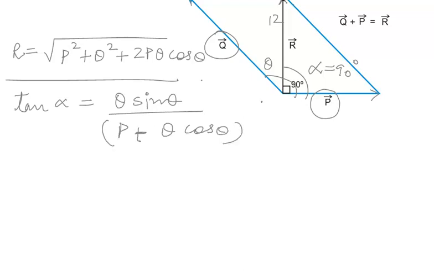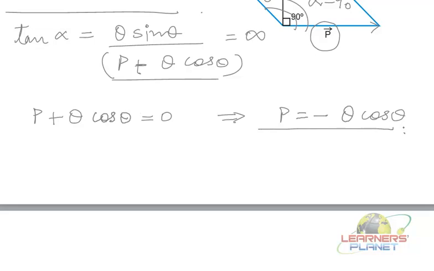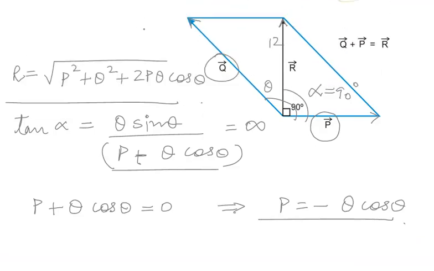Now here we know that the angle alpha is 90. So tan 90 will be infinity, and this will be infinity only if the denominator P plus Q cos theta is equal to 0. So P plus Q cos theta should be 0, which gives an expression P is equal to minus Q cos theta. Now we will substitute this value of Q cos theta in the expression for R.